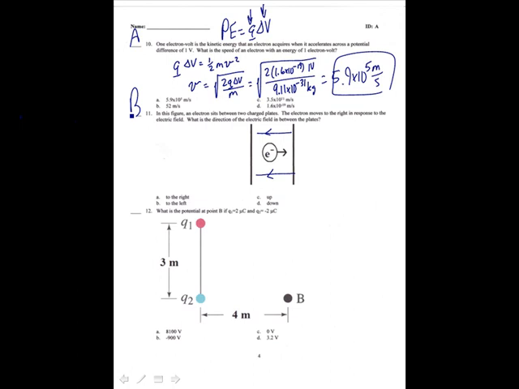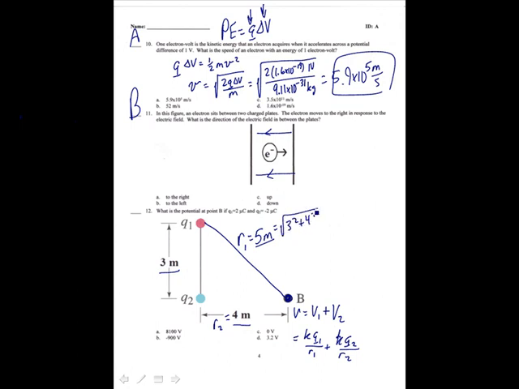What is the potential at point B if Q1 is plus 2 and Q2 is minus 2 microcoulombs? We want to know the potential here. Potential is equal to the potential due to 1 plus potential due to 2, which is K times Q1 over R1 plus K times Q2 over R2. Now let's figure out what our R's are. R2 is 4 meters. This distance, which I'll call R1, is 5 meters. This is a 3, 4, 5 triangle, so it's equal to 5 meters. If you don't remember the 3, 4, 5, this is just equal to the square root of 3 squared plus 4 squared from the Pythagorean theorem.